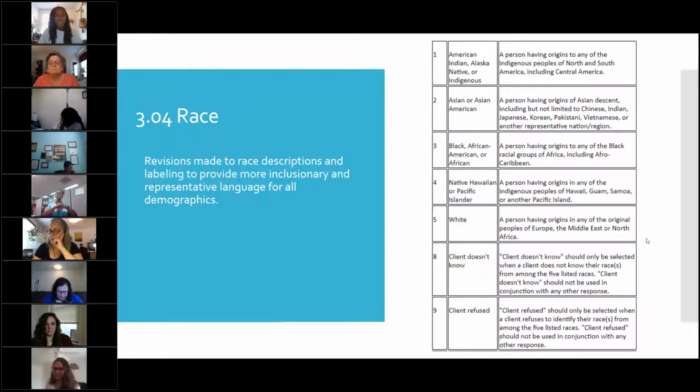Revisions made to race descriptions and labeling have been made to provide more inclusionary and representative language for all demographics. Here are the key changes to note. The options are now American Indian and Alaskan Native, and this now includes Indigenous. Asian now includes Asian American as well, and Black or African American now includes African.